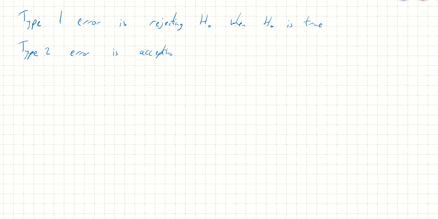In this video, we're going to look at the difference between type 1 and type 2 errors, which comes up all the time in hypothesis testing. The key definitions are that a type 1 error is rejecting H0, so rejecting the null hypothesis when H0 is true. And a type 2 error is accepting H0 when H0 is false. So accepting the null when the null is false.